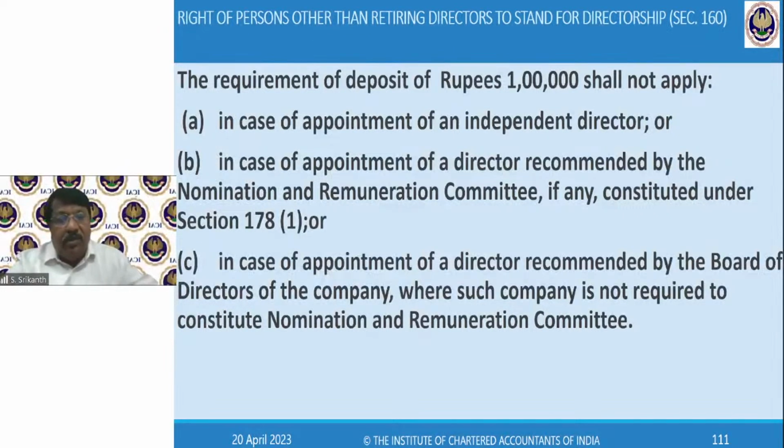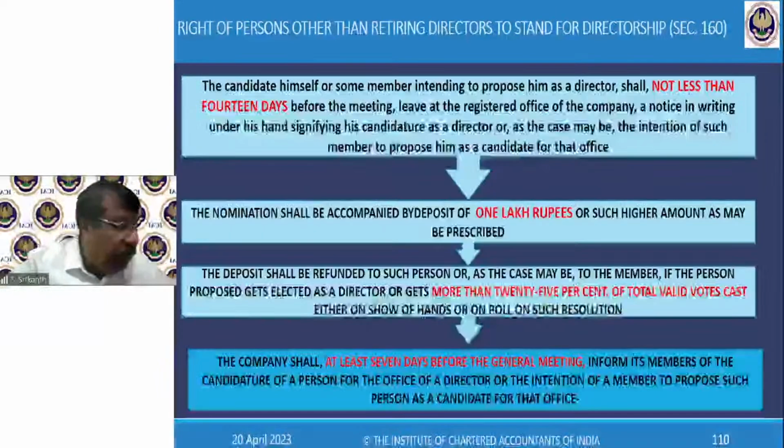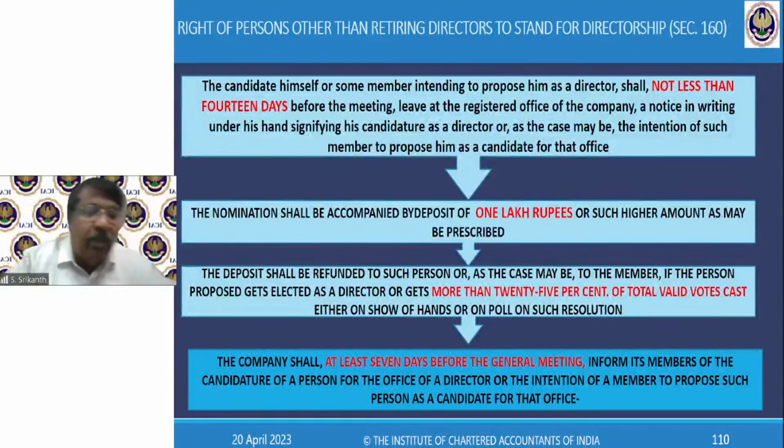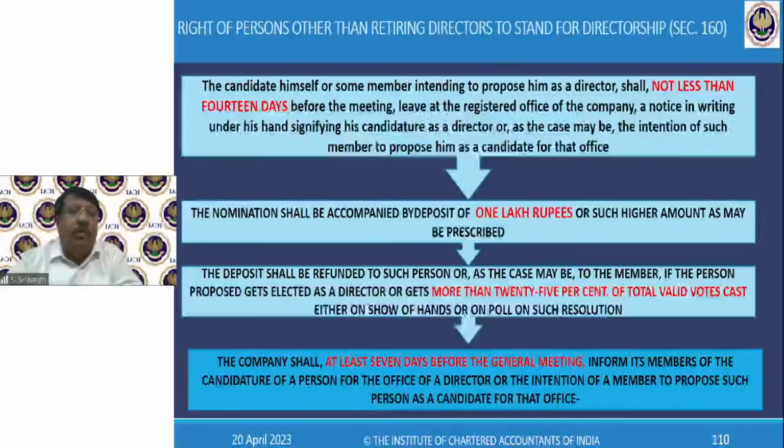But where it is an independent candidate, then not an independent director, a candidate who is proposing himself, then 1 lakh. Yeah, Kaushiki is asking, if not appointed, then no money. That's what it says here. The deposit shall be refunded if the person gets elected, or at least gets more than 25% of the total valid votes, either on show of hands or on poll. But if he does not get it, then sorry, 1 lakh, enjoy.